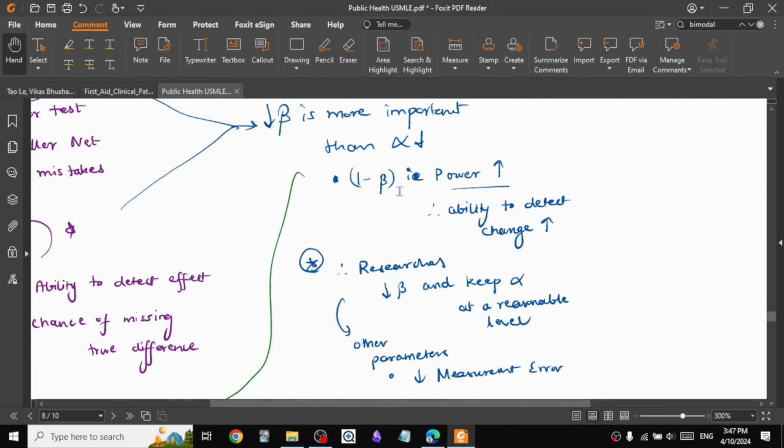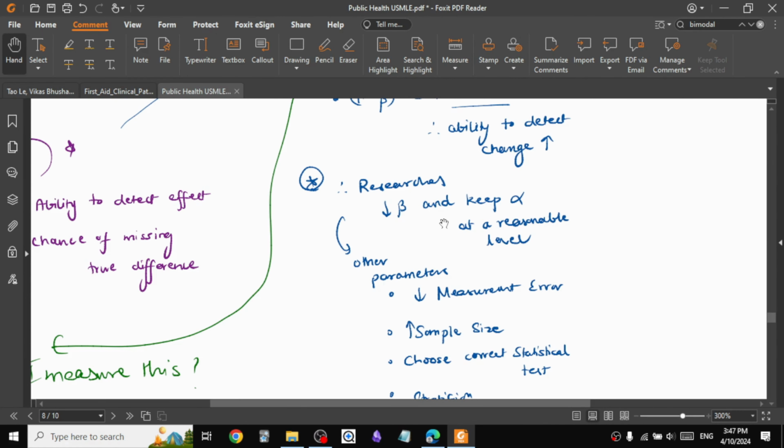Okay, 1 minus beta, that means power, is the ability to detect the change. Researchers decrease beta and keep alpha at a reasonable level, because if I don't keep alpha at a reasonable level, the data ends up doing nothing. Okay, it neither supports my null hypothesis properly nor supports my alternative properly, right?